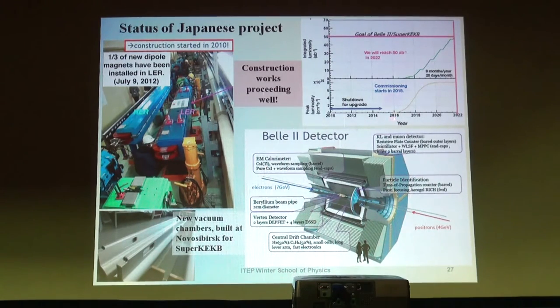The schedule for the future is to start some test runs already in 2015, and then start real data taking at the beginning of 2016, try to grow the luminosity and in 2 or 3 years reach the target luminosity, and finally in 2020 to get this 50 inverse attobarns or so, which allows us to test the standard model much more precisely in the flavor sector.